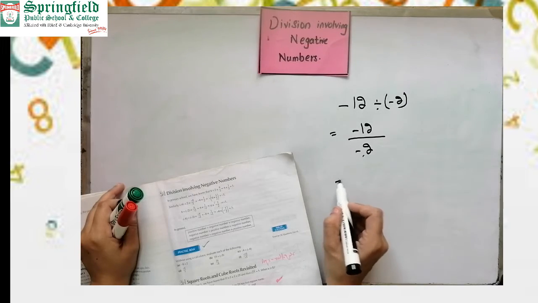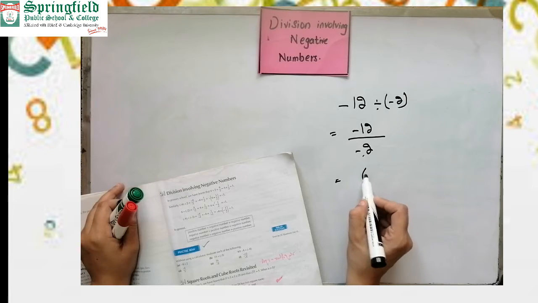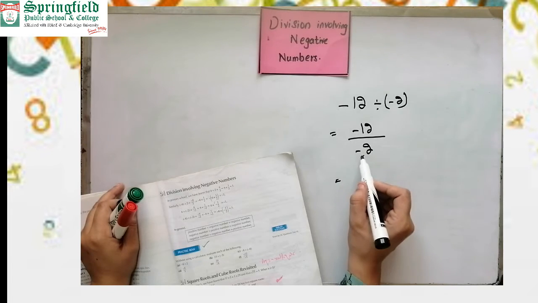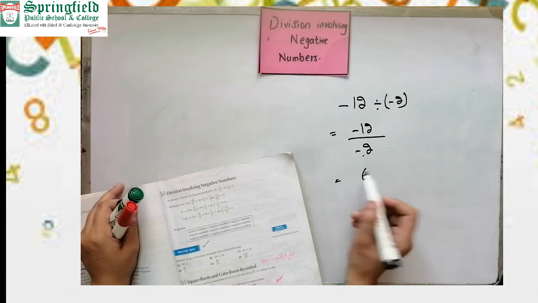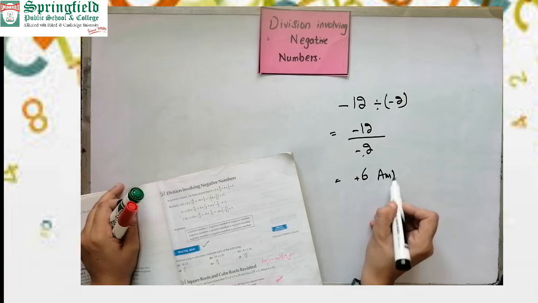Okay, now 12 divided by 2. So what will be the answer? 6. You will get 6. And then minus will become plus. So it means plus 6 is your final answer.